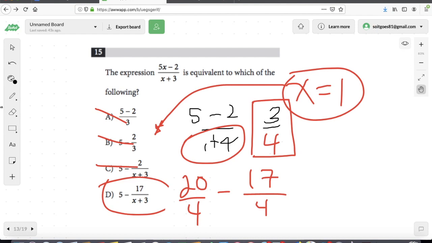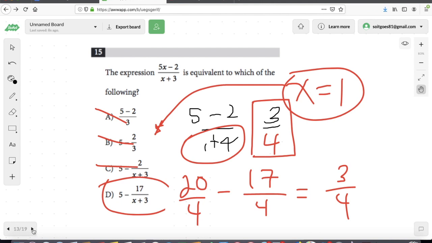So that does give us 20 minus 17, which is 3 over 4. So answer choice D. Any questions about that? I mean, it's the only one that's even close.